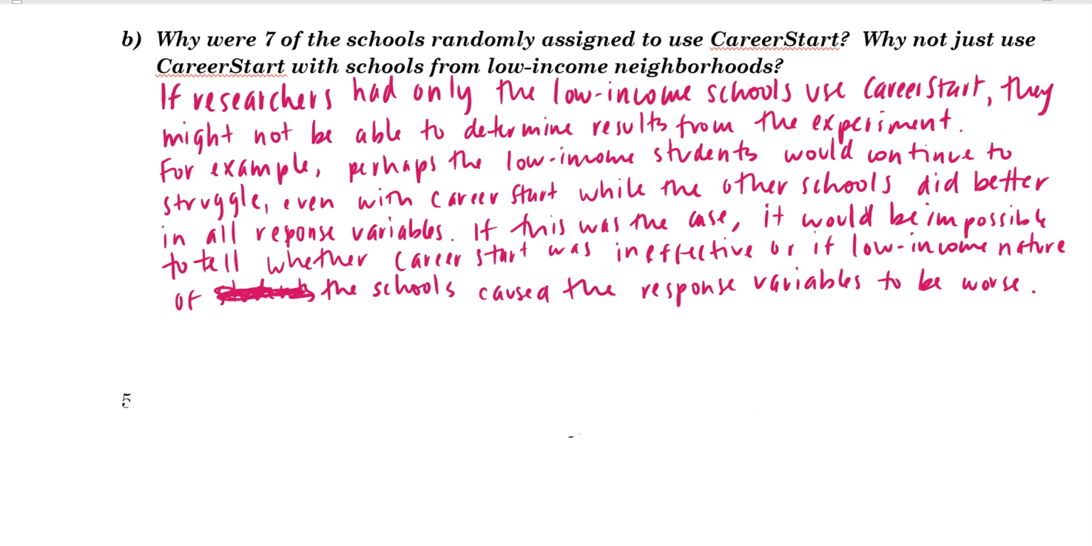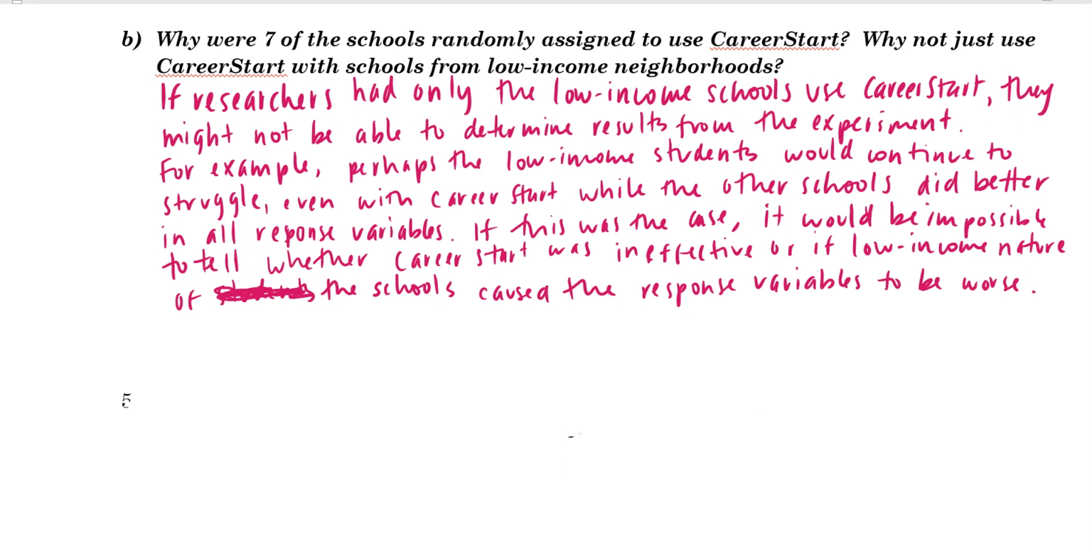And so let's talk about what would happen if they were to do that. If the researchers had only the low-income schools use Career Start, they might not be able to determine results from the experiment. So here's what we mean. Let's say that I did do this experiment and I gave Career Start to only the low-income schools and I didn't do anything for the high-income schools. At the end of the day, what am I measuring? I'm measuring school attendance, test scores, level of engagement, and graduation rate.